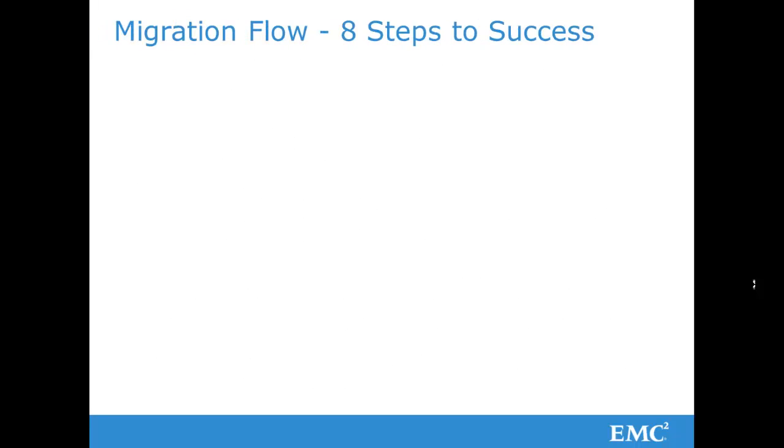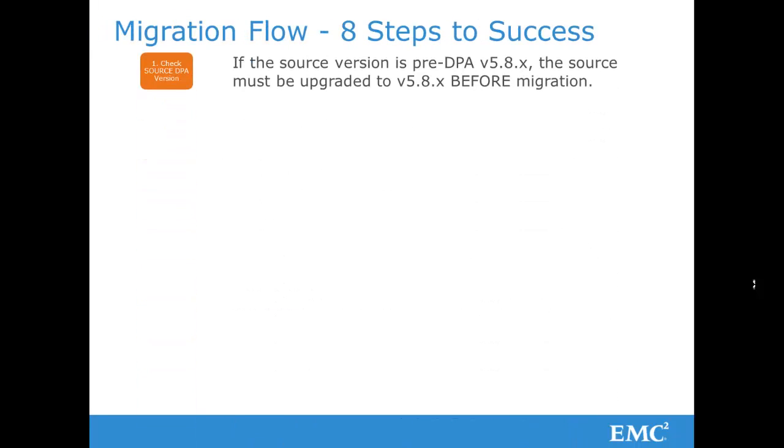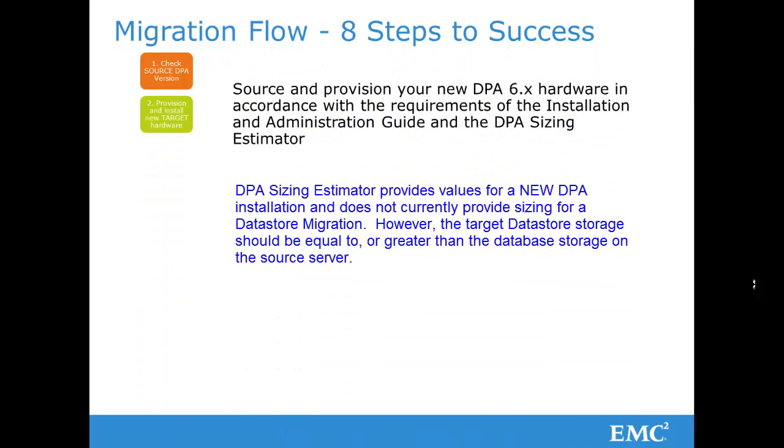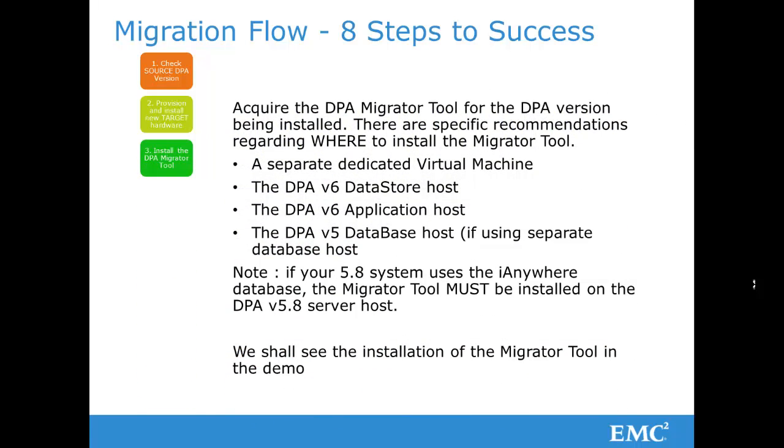Let's then have a look at the 8 steps to success. DPA supports migration from version 5.8 onwards. If your system is prior to version 5.8, the system must be upgraded to version 5.8 prior to migration. Source and provision the new hardware for DPA version 6 in accordance with the supporting documentation. Acquire the DPA migration tool from the EMC support website.